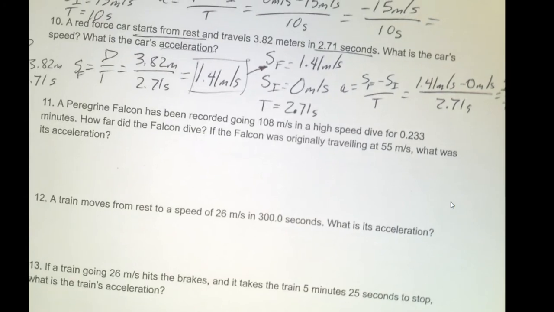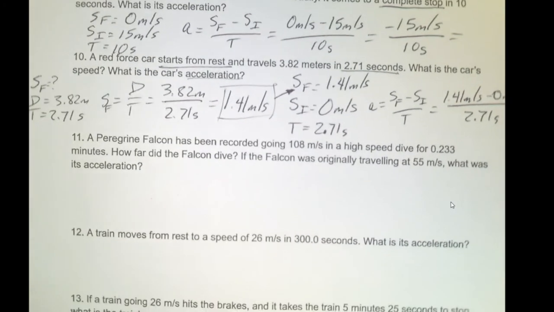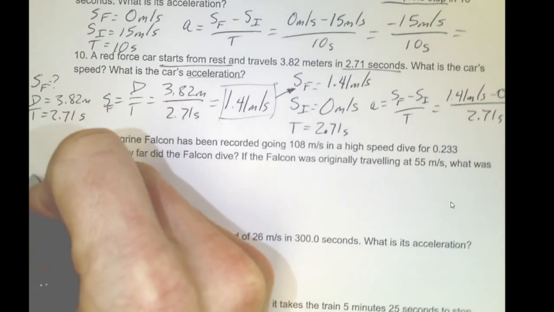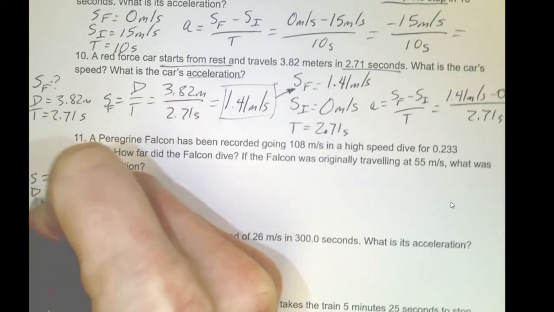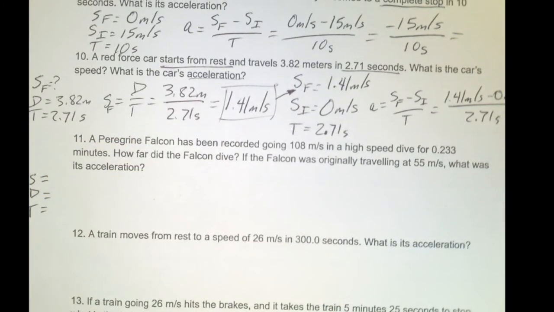All right, a peregrine falcon has been recorded going 108 meters per second in a high-speed dive for 0.233 minutes. How far did the falcon dive, and if the falcon was originally traveling at 55 meters per second, what was its acceleration? So the first thing we need to find is the distance. Speed, distance, and time is what we need to do.